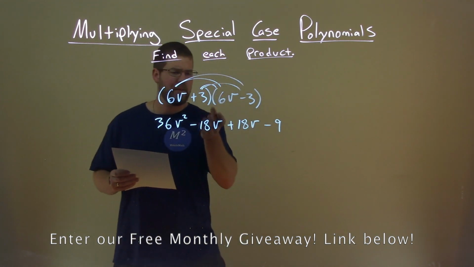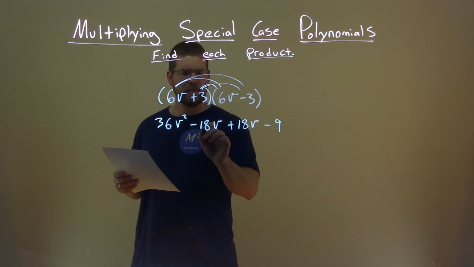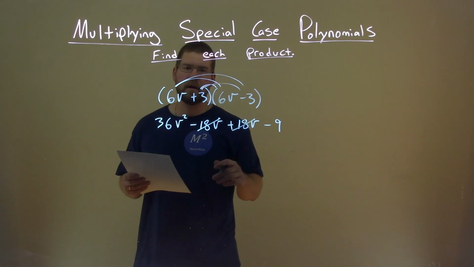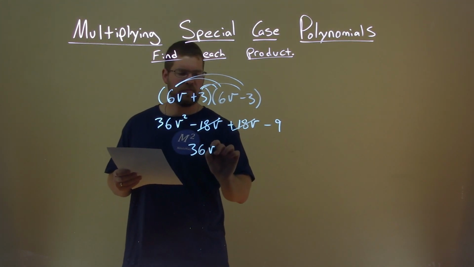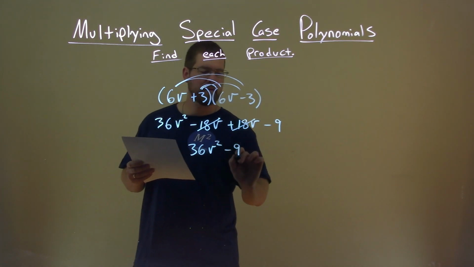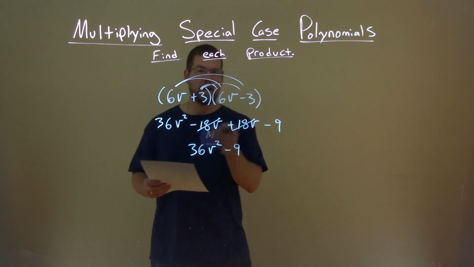So now we have this here. But notice the negative 18v and the positive 18v, they will cancel out. So we're left with just 36v squared minus 9, and that is our final answer.